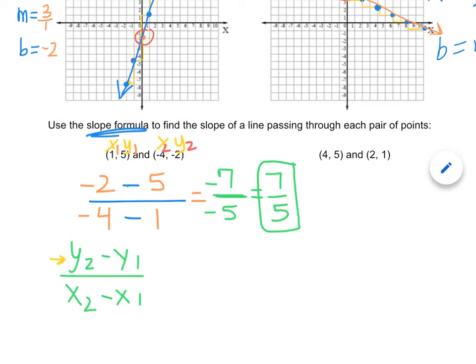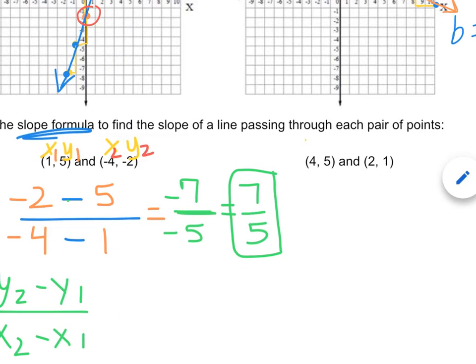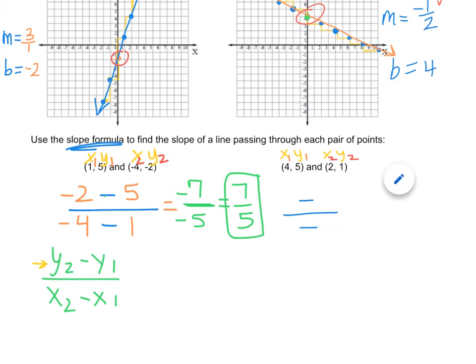Try the next one. Label. So X, Y, we get the 1s over here. X and Y. And we put the 2s here because that's our second ordered pair. Okay, let's follow the formula. Let's look at the formula again. Begin with our Y2. So our Y2 is right here, the number 1, minus Y1, which is 5. X2 is 2, X1 is 4. So you just have to follow those directions.